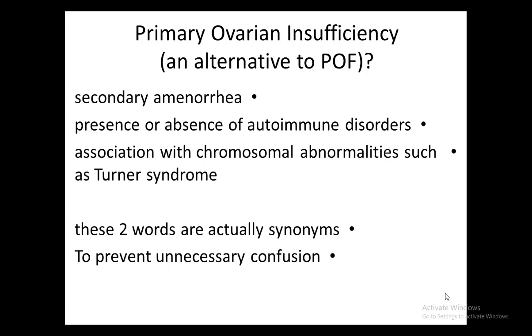Primary ovarian insufficiency is the same as, or an alternative term for, premature ovarian failure. Patients present with secondary amenorrhea, with or without other autoimmune disorders, and it may be associated with chromosomal abnormalities such as Turner syndrome. These two terms are synonymous, to prevent unnecessary confusion.